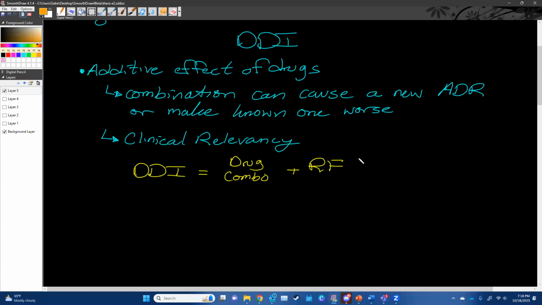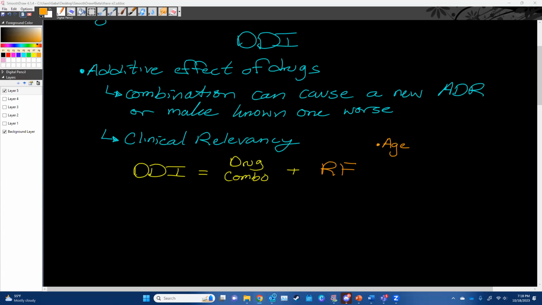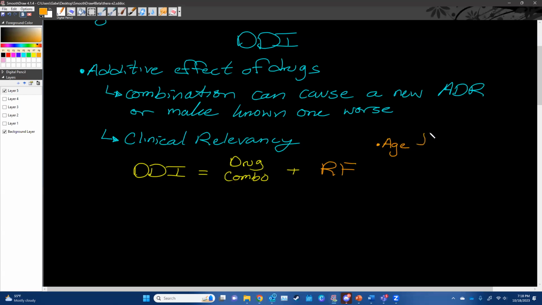Now, when we talk about risk factors, there's a couple of key points that we have to be aware of. The first is the age of the patient. Part of it is that older people tend to have more things that are wrong with them, and so they tend to get more drugs. But there's polypharmacy, and there's also pharmacokinetic changes in that person.